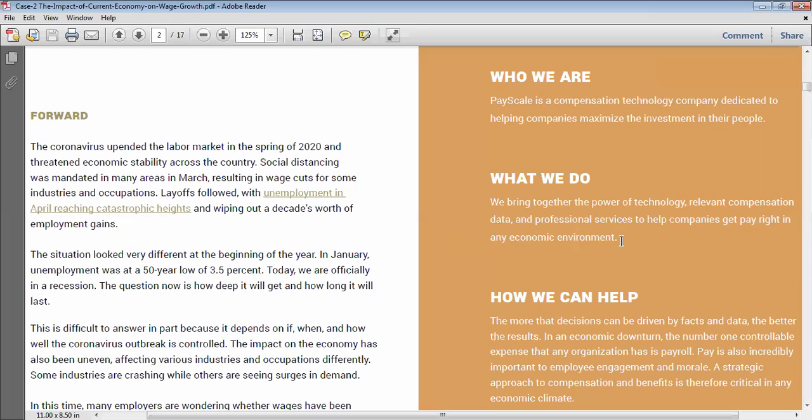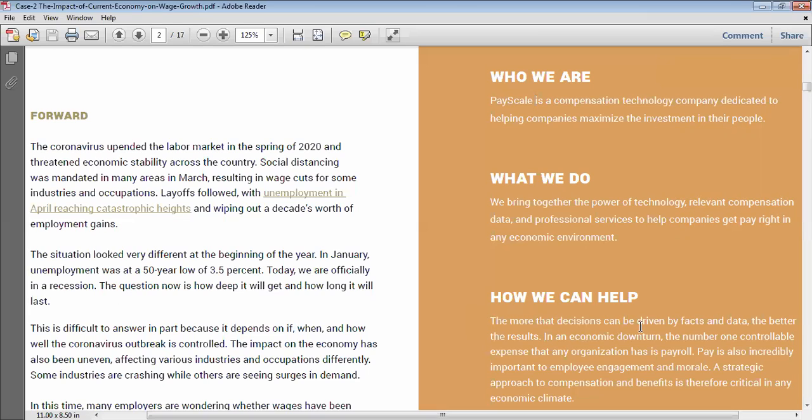So they help companies, it's consultancy services, to make the right decision with respect to compensation in any economic environment. At present, it is a recession. So how can we help? So how does this company payscale.com help its clients.